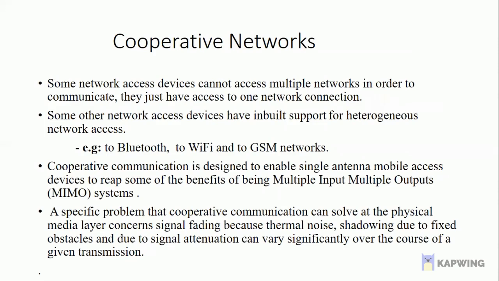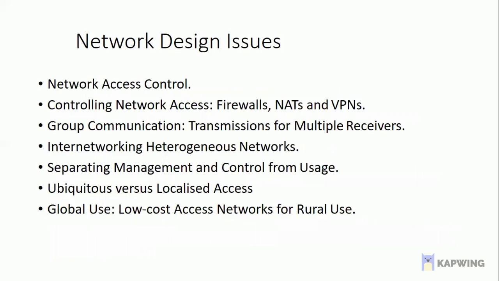Cooperative communication is designed to enable single antenna mobile access devices to reap some of the benefits of a multiple input, multiple output system. A specific problem that cooperative communication can solve at the physical media layer concerns signal fading, because thermal noise, shadowing due to fixed obstacles, and signal attenuation can vary significantly over the course of a given transmission. Network design issues.